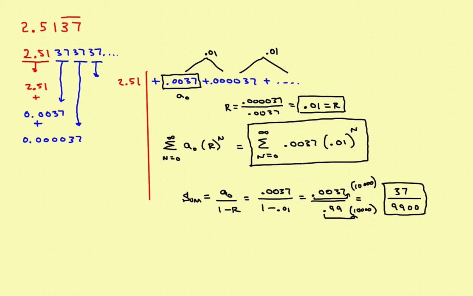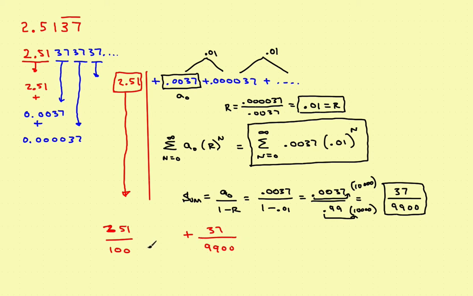But you're not quite done yet because you've still got this non-repeating part. So the idea is to go ahead and just bring the non-repeating part down, change it into a fraction, and then put the two parts together. So this thing right here I can express as 251 over 100. So this would be the same thing as 251 over 100. And I'm going to add that to this repeating part, which was 37 over 9,900.